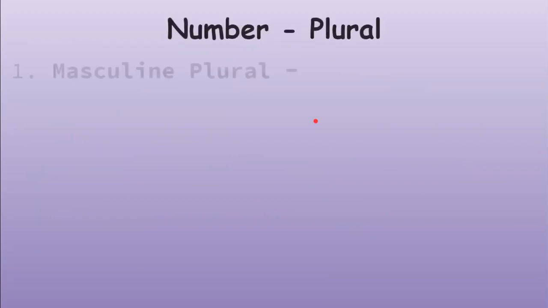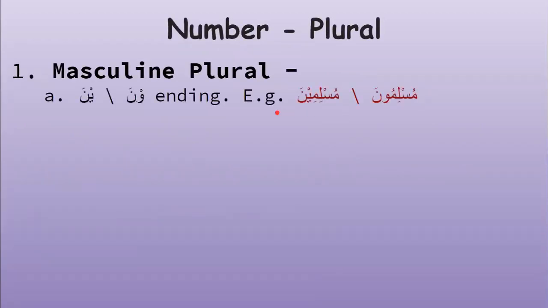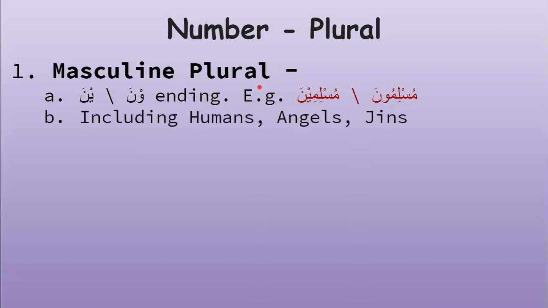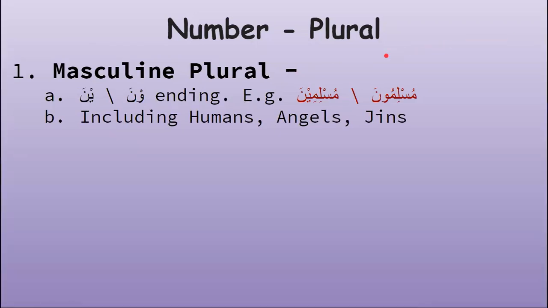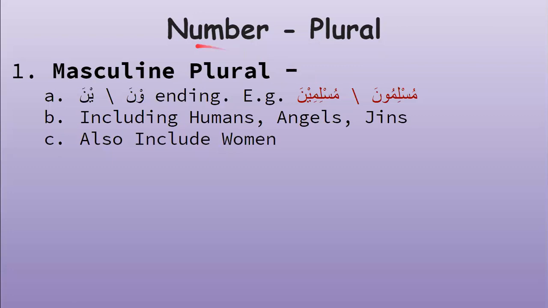The first category we all studied was masculine plural. Masculine plural always and always ends with una or ina, like muslimuna, muslimina. Masculine plural actually includes human, angel, jinn, everything. Any living being can be inside masculine plural, also women. So when Allah talks about muslimuna, Allah is not talking about only Muslim men. Allah is talking about all Muslim men, women, jinn, angels, everyone. This is what we have to remember.